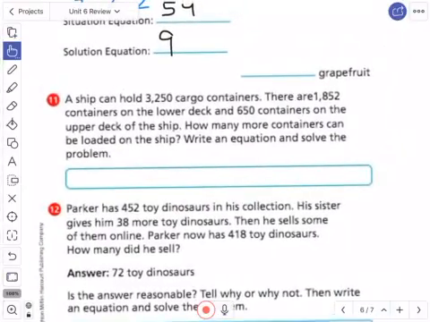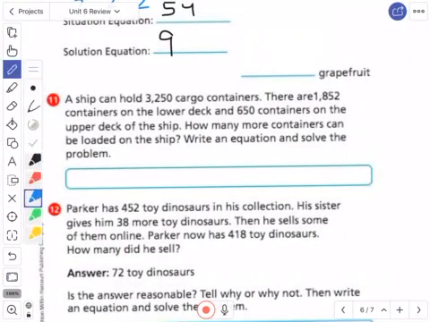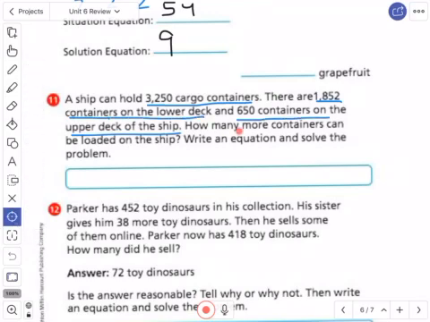Okay, number 11. A ship can hold 3,250 cargo containers. There are 1,852 containers on the lower deck and 650 containers on the upper deck of the ship. How many more containers can be loaded on the ship?